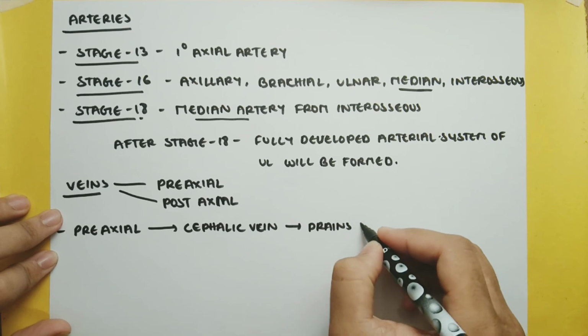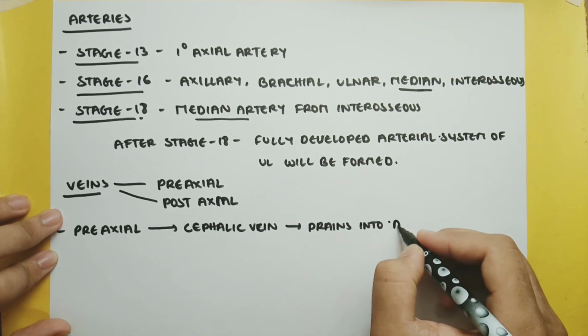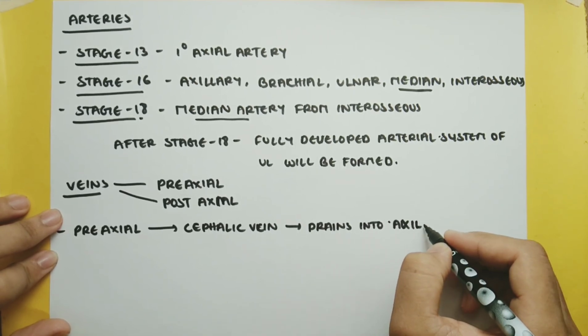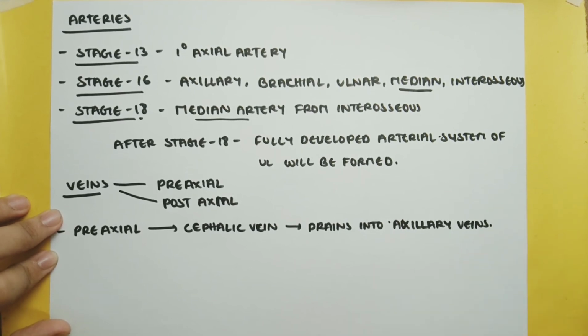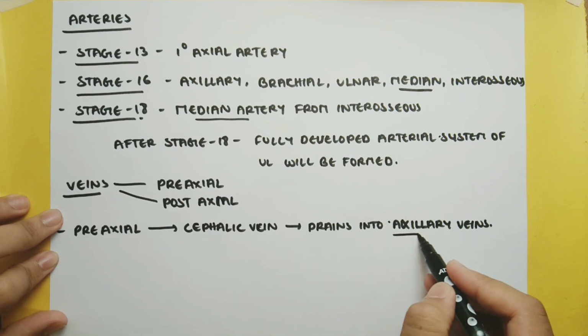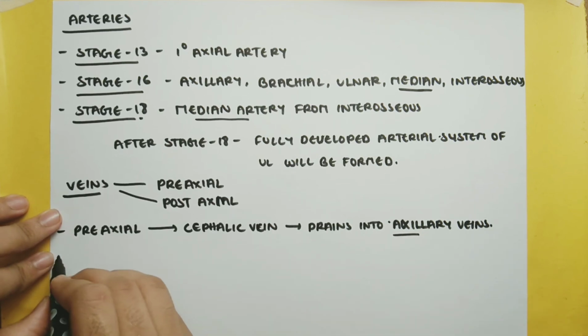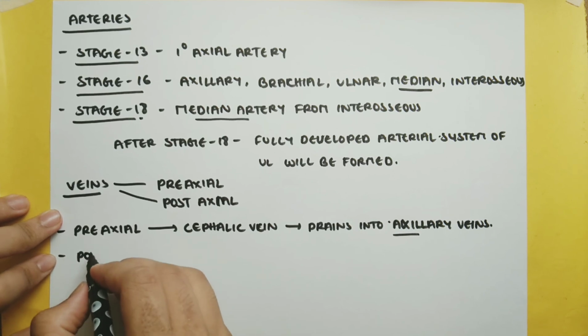The preaxial vein, which is also called as the cephalic vein, drains the blood which is transported into the axillary veins. Now comes to the postaxial veins.